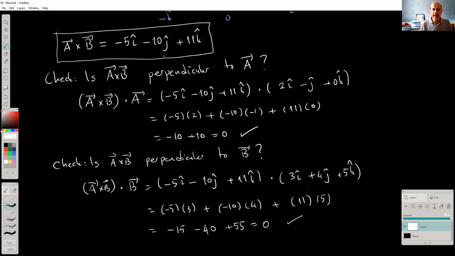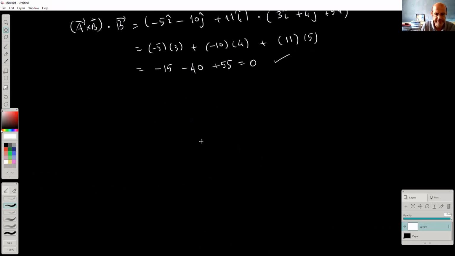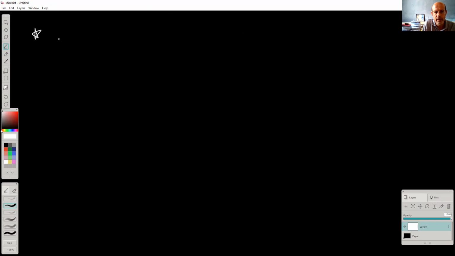Yes, we can use the matrix way. You can use determinants to compute the cross product. It's something like this. Using determinants to compute cross product.